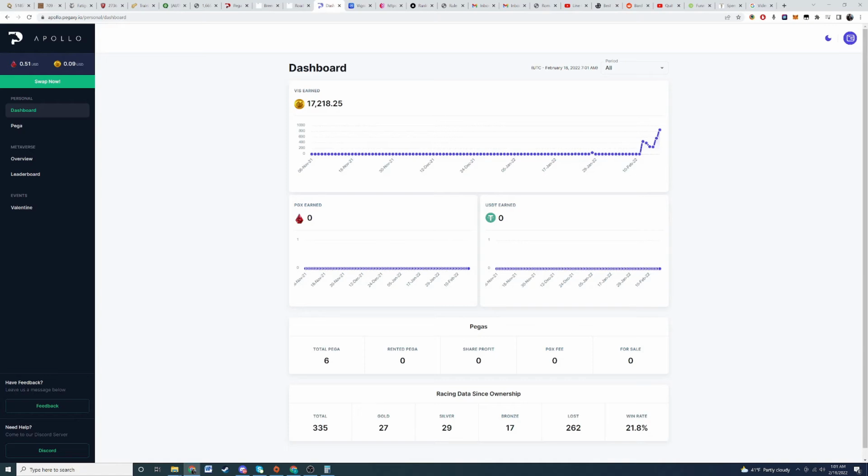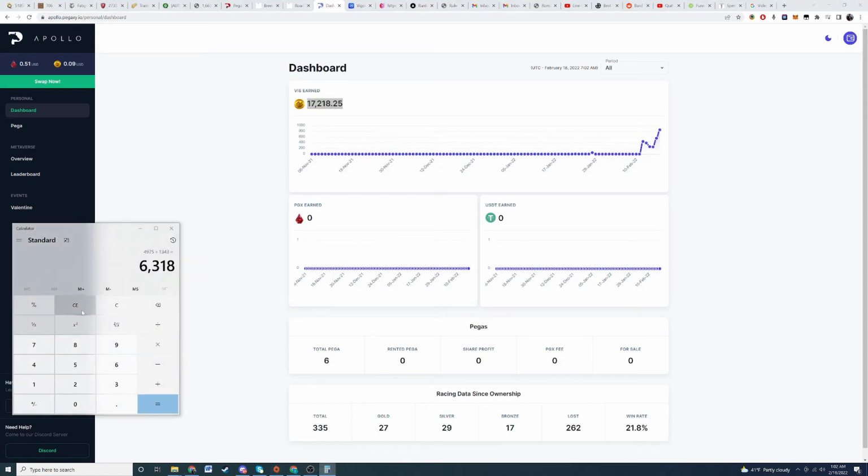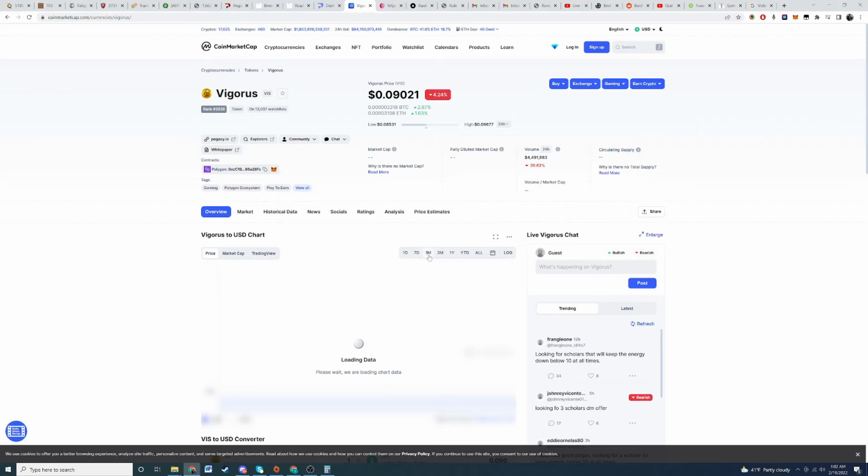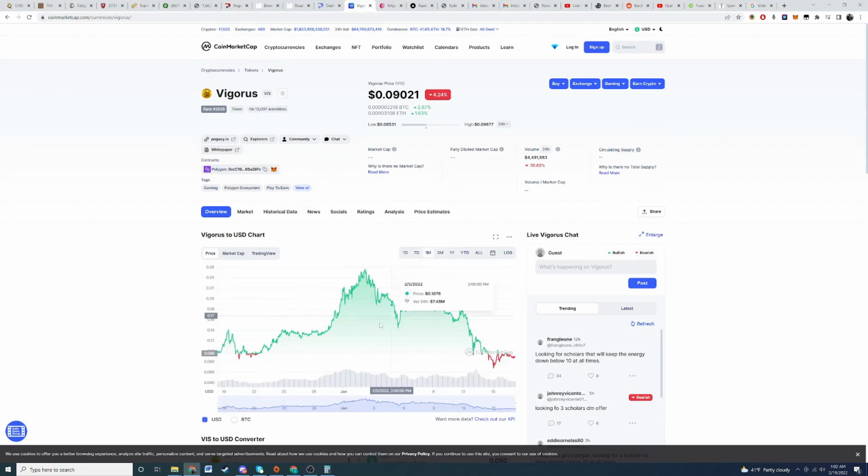And after playing around with it for a little over a month and learning about it, doing a lot of research, I was comfortable enough to invest. That's the point at which I bought my initial breeding pair, which I have expanded to a stable of 6 Pegas at this point. On top of that, I've earned this much in VIS. So if we reset our calculator there, and as I pointed out on the price chart, it's significantly down. And I've switched this to a 1-month time frame.